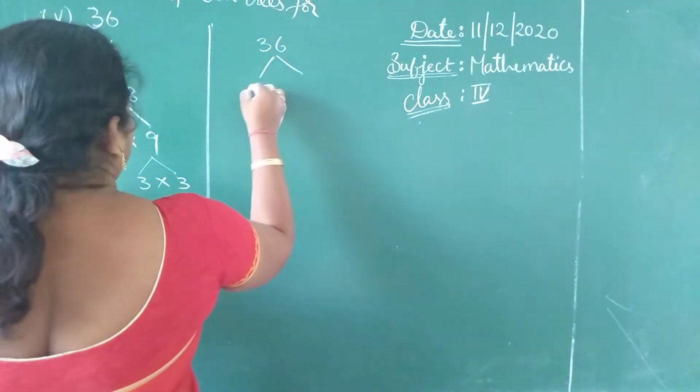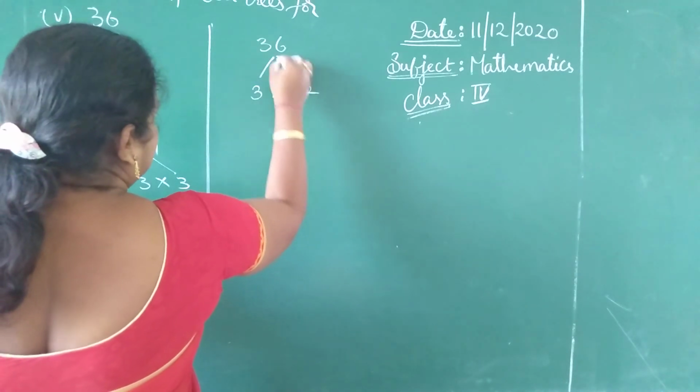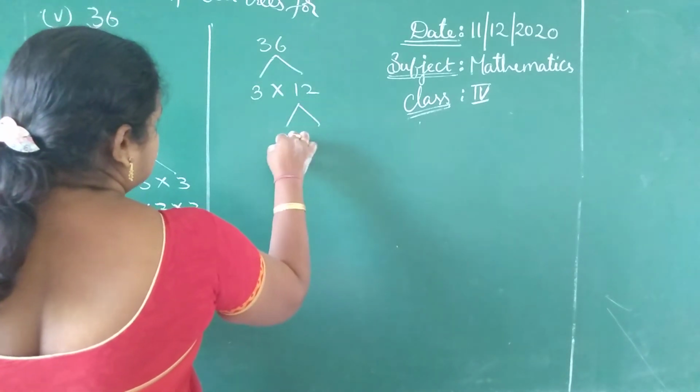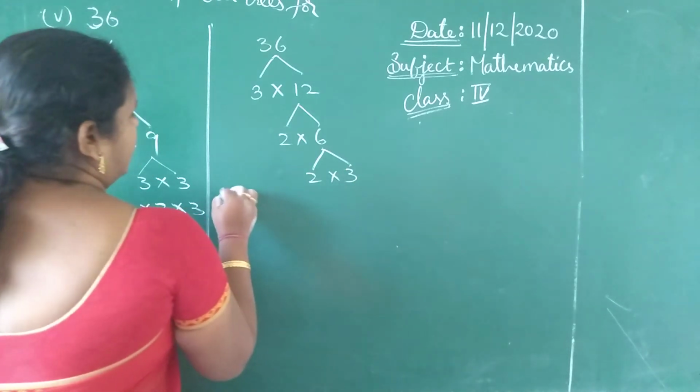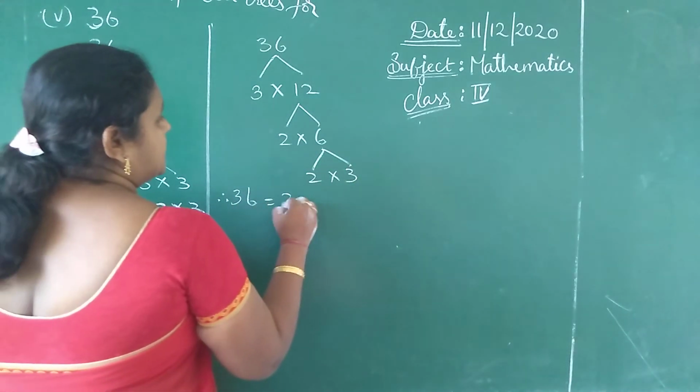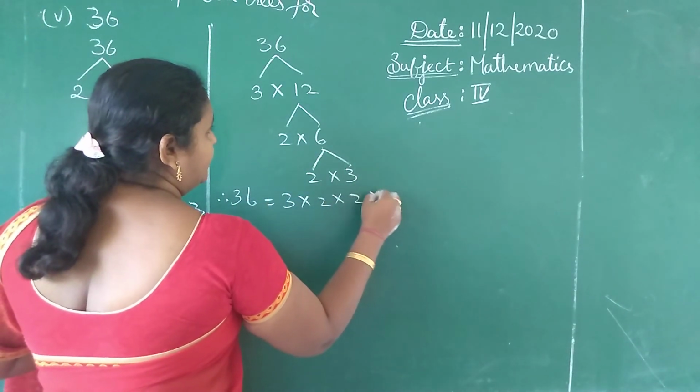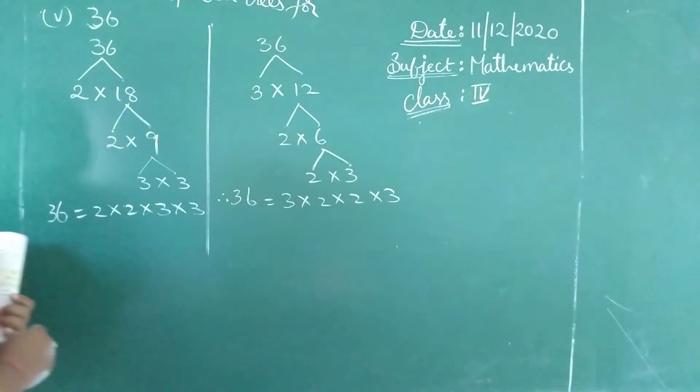36 can be written as 3 into 12. 3 twelves are 36. 12 can be written as 2 into 6. 6 can be written as 2 into 3. Therefore, 36 can be written as 3 into 2 into 2 into 3. One more way for 36.